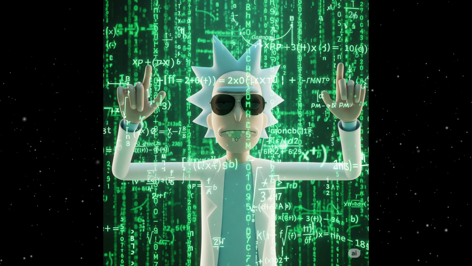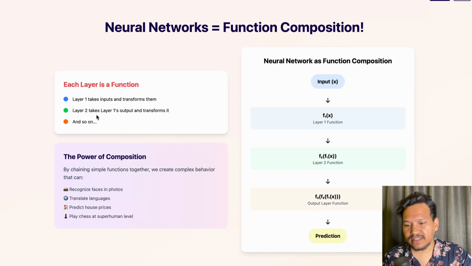This is exactly what happens in neural networks. Each layer is a function and we are composing them. Layer 1 takes input and transforms it. Layer 2 takes layer 1's output and transforms it again, and so on. The power comes from chaining simple functions together to create complex behavior.